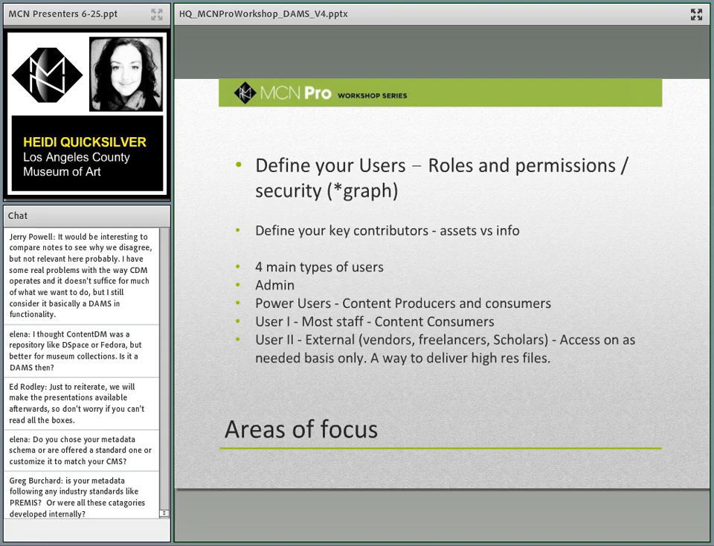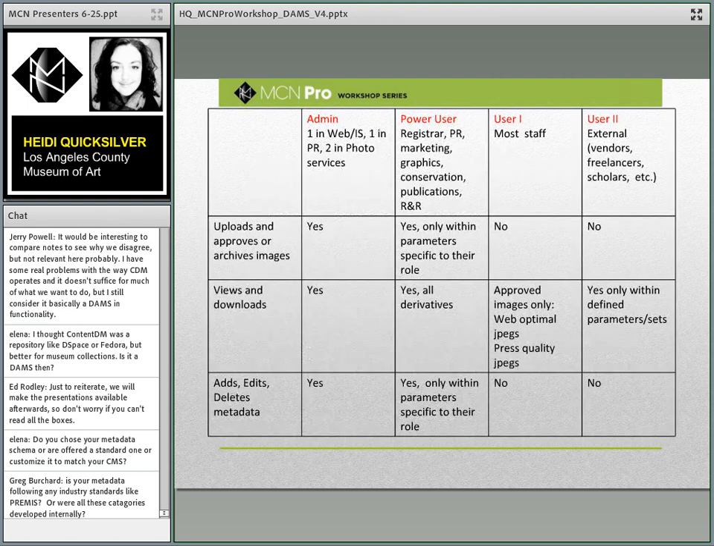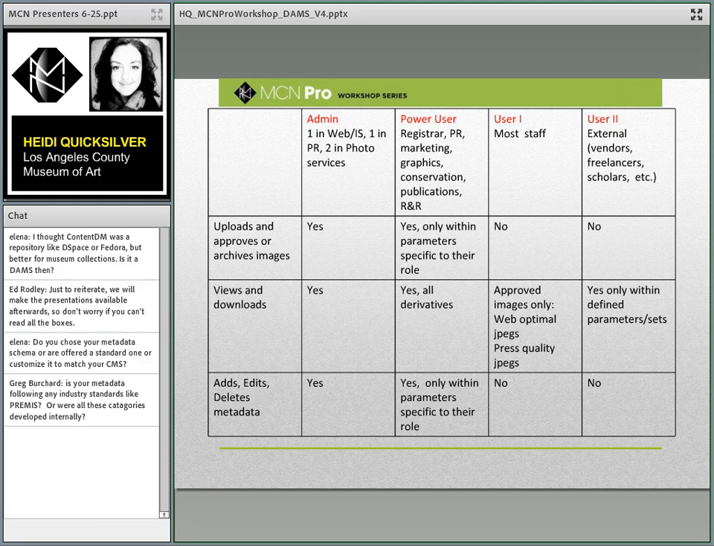So I need to wrap up. Define your users, roles, permissions, and security. I'm just going to put this up quick as well. We have what we see as four main users: a few that are admins, a few that are power users. Most of the staff is user number one, and some external people may exist as users number two, if we're doing a publication or if we need to get some images out to freelancers for something they're doing for graphics, et cetera.